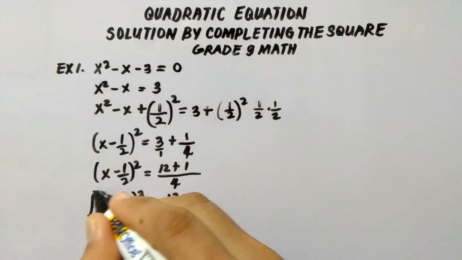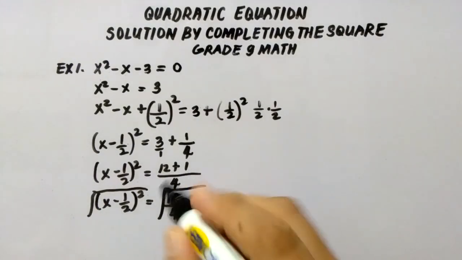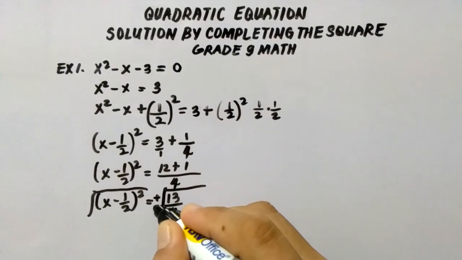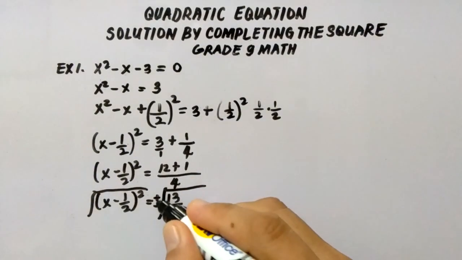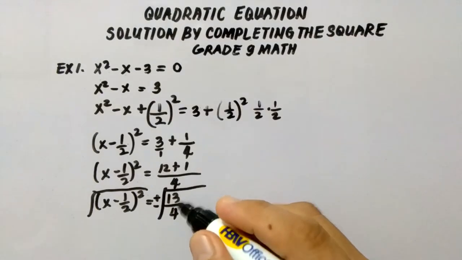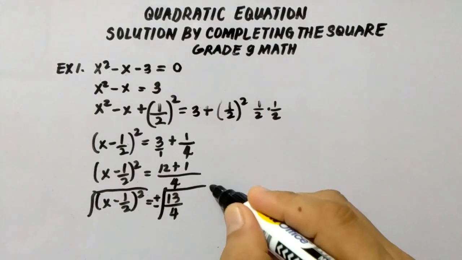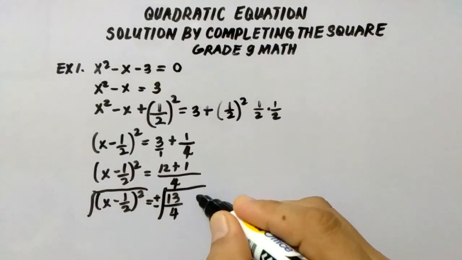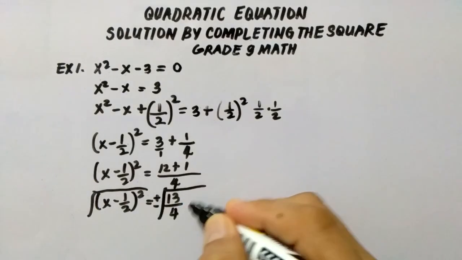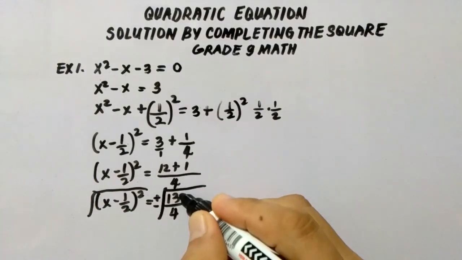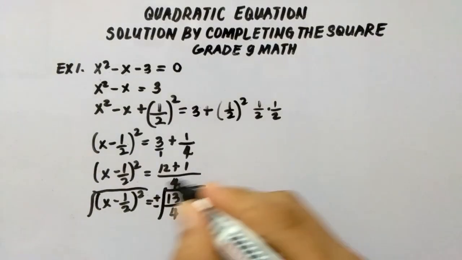Okay, so maglalagay po tayo dito ng square root. Then, dito rin po, maglalagay tayo ng square root. So, mag-add po tayo dito ng positive and negative sign. Okay, so bakit po tayo nag-add ng positive and negative sign dito? So, ini-indicate po natin na yung dalawang square root na nasa right side ay may positive and negative sign. Okay? So, ibig sabihin po, ito pong positive and negative sign, ini-indicate po na dalawa ang square root.